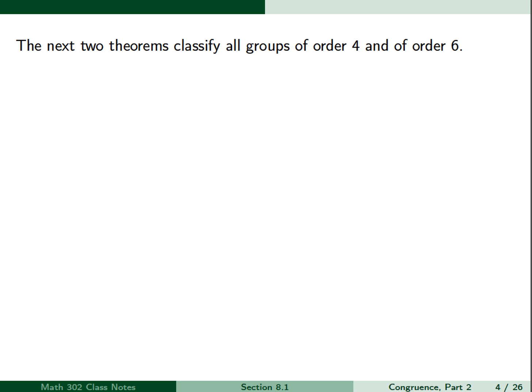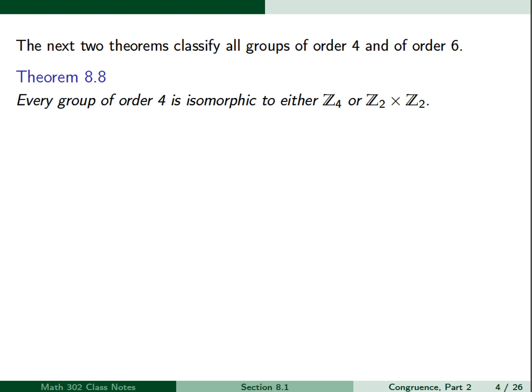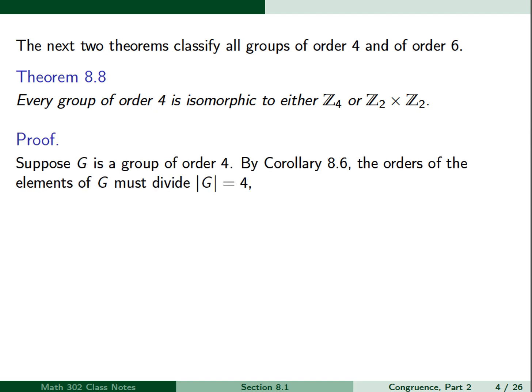The next two theorems classify all groups of order 4 and of order 6. So first we have Theorem 8.8, which says that every group of order 4 is isomorphic to either Z sub 4 or Z2 cross Z2. So let's suppose G is a group of order 4. By Corollary 8.6, the corollary to Lagrange's theorem, the orders of the elements of G must divide the order of G, which is 4. So the non-identity elements must have order 2 or 4.